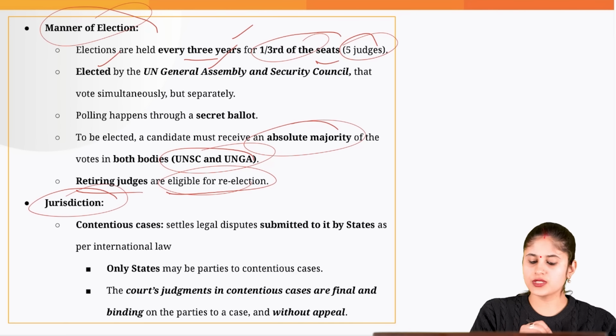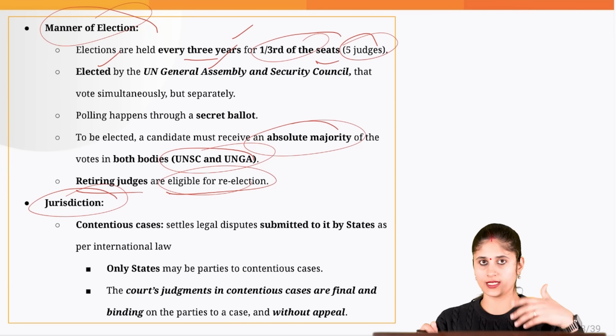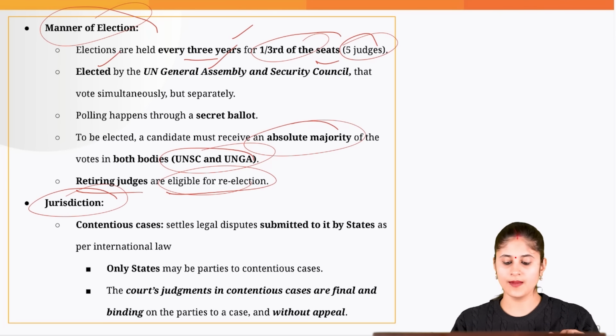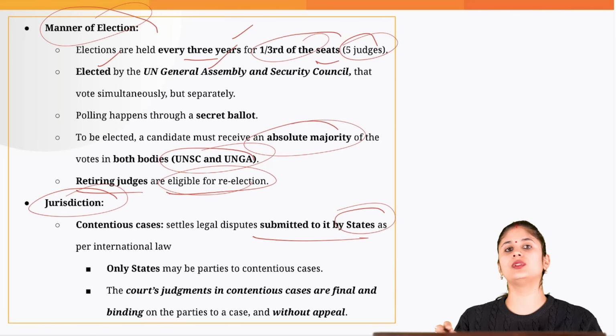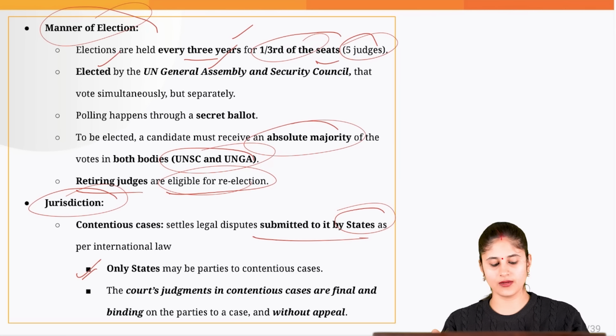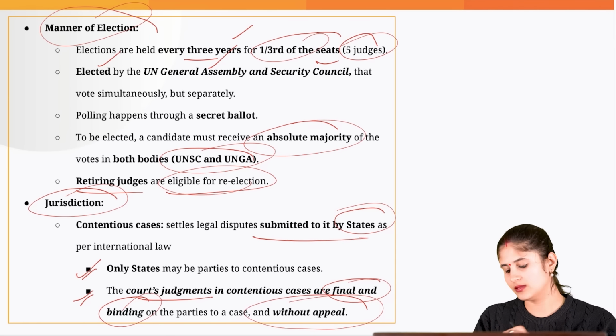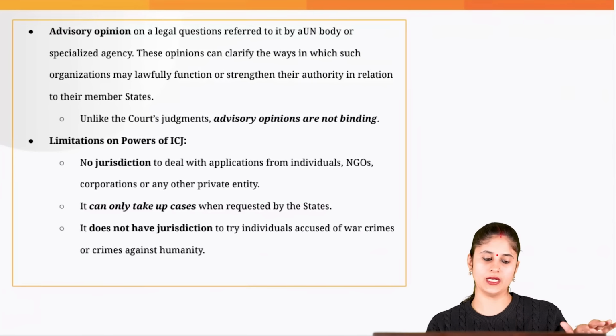Now, when you talk about the jurisdiction, when it comes to contentious cases, basically a case between 2 states, like the Rohingya genocide case, it needs to be submitted to the ICJ by a state. And only states can be a party to such a case. And here the court's judgment would be final, and there would be no appeal in this case.